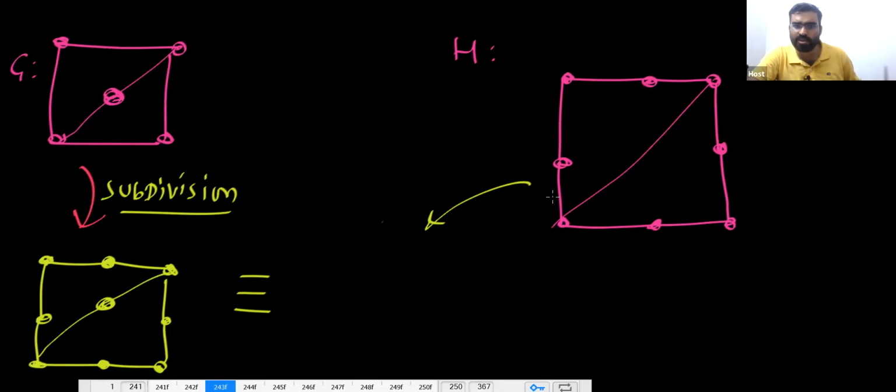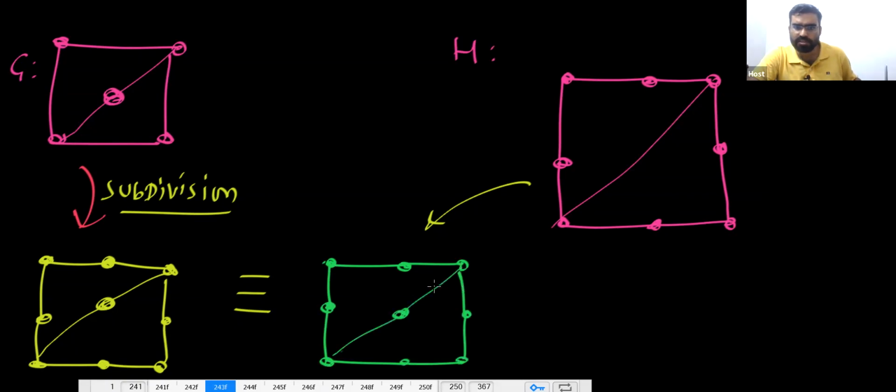Now give me a subdivision of H which is isomorphic to this. Very easily, just do this. So this subdivision, you can notice, yes, they are isomorphic. Is this clear?